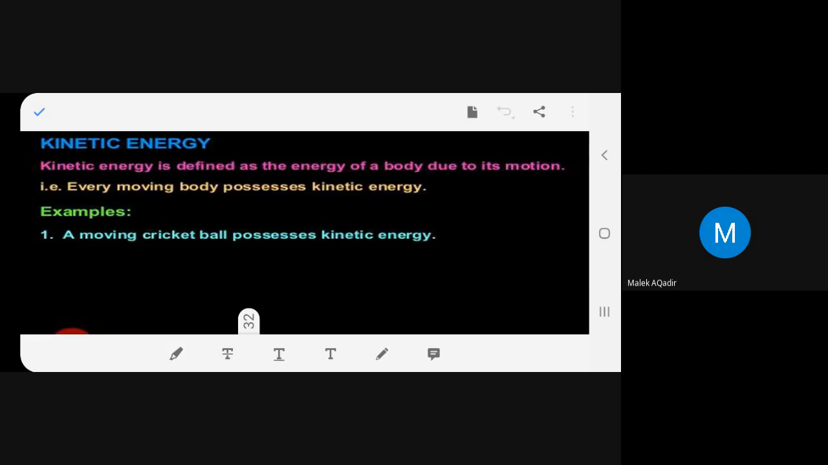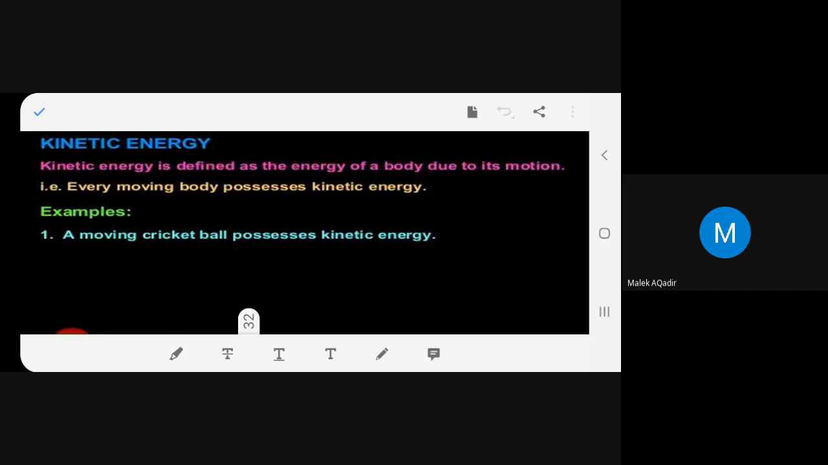Kinetic energy. Kinetic energy is defined as the energy of a body due to its motion. Therefore, every body that is moving possesses kinetic energy, that is, every moving body possesses kinetic energy. Example: a moving cricket ball possesses kinetic energy.